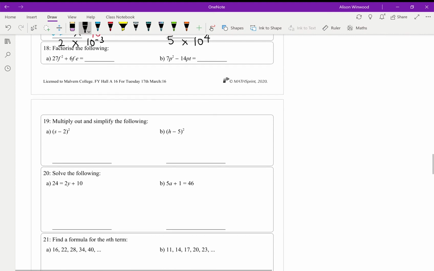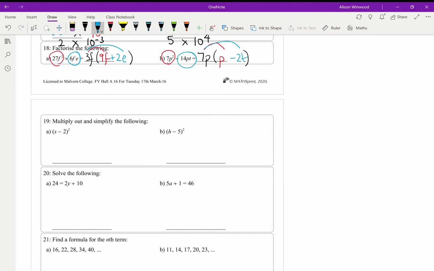27 and 6 have a common factor of 3. Both terms have an f. 3f multiplied by 9f is 27f squared, and 3f multiplied by 2e is the 6fe. 7 and 14 have a common factor of 7. Both terms have a p. 7p multiplied by another p makes the 7p squared, and 7p multiplied by 2t gives me the 14pt.